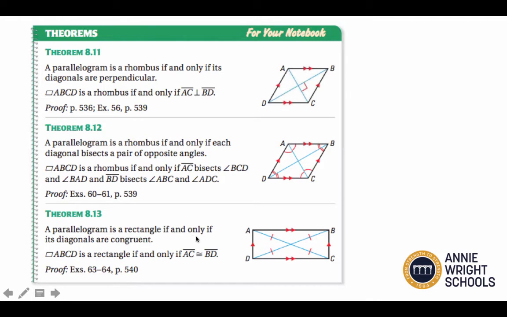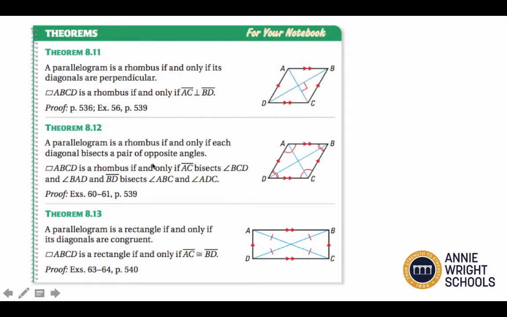And then with a rectangle, you can show that the diagonals are congruent. So the diagonals bisect each other, but that's because we can prove a rectangle is a parallelogram, and the diagonals of any parallelogram bisect each other. But you can prove that the diagonals are congruent in a rectangle.